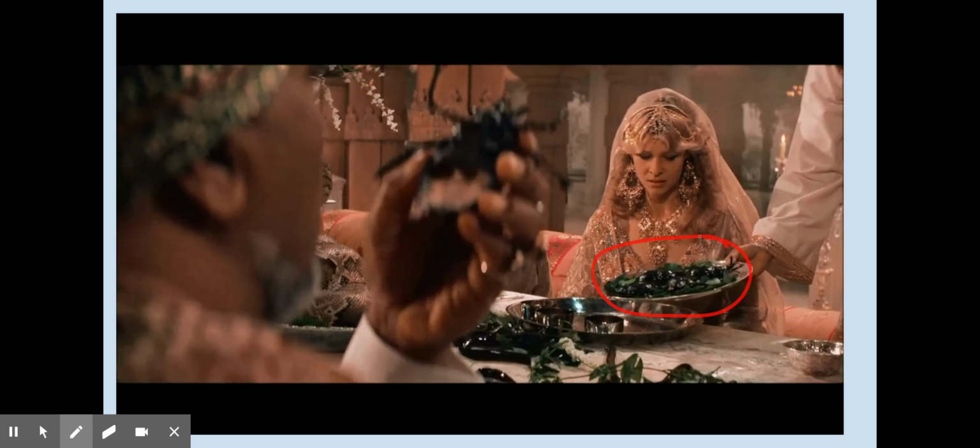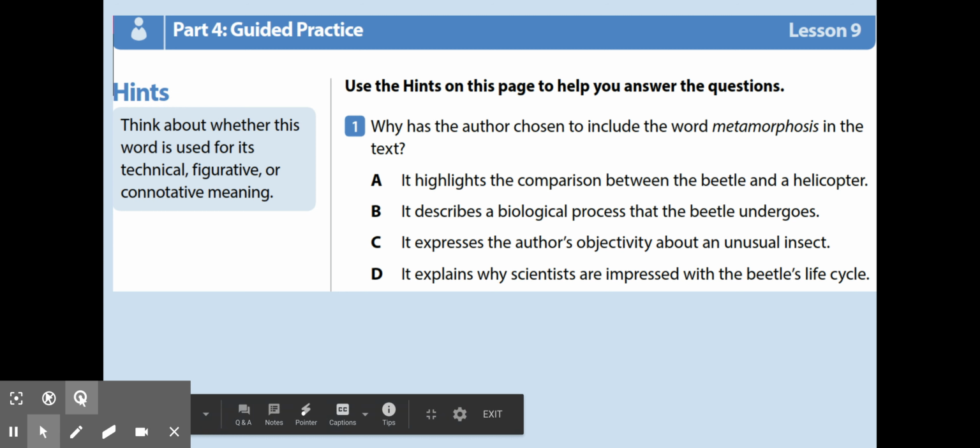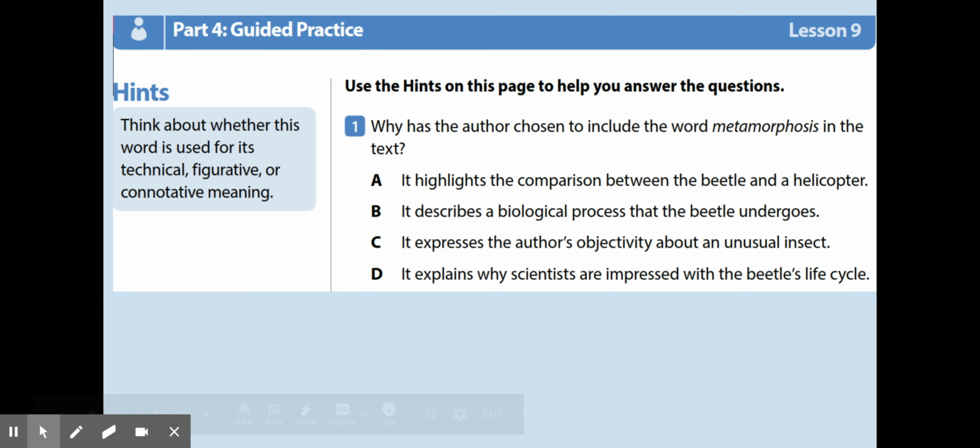All right, so now we're at our questions. So question 1. Why has the author... Oh, I forgot to... What we got to write at the top of the page again, guys. That didn't go away. We're still writing.